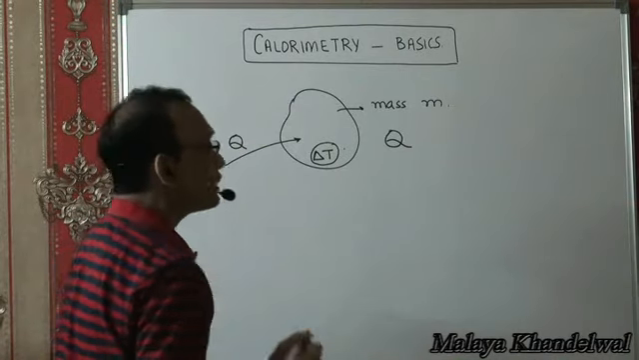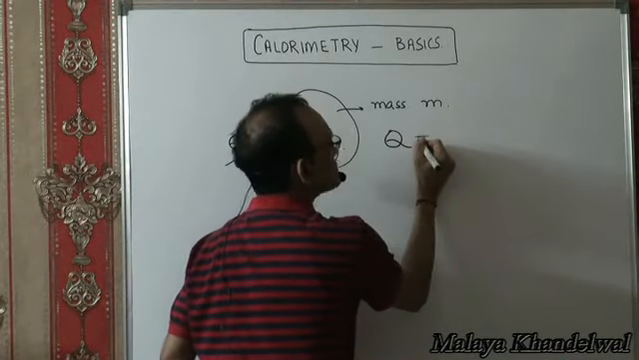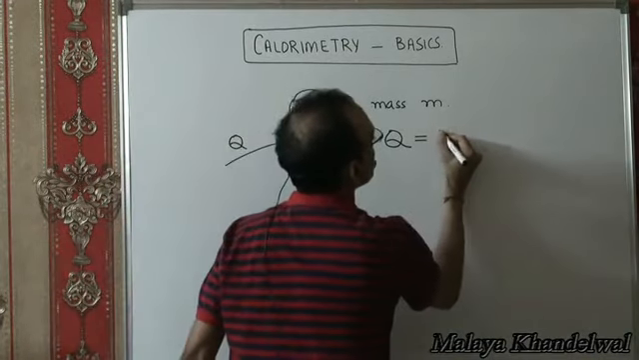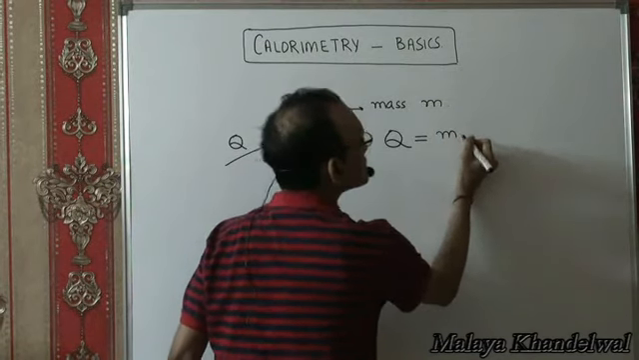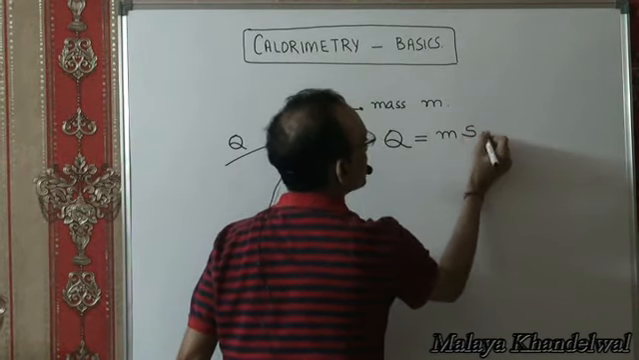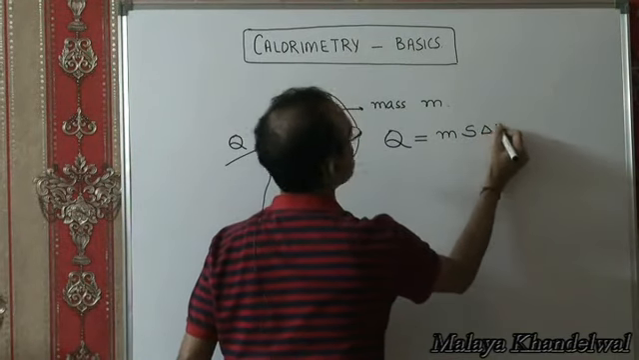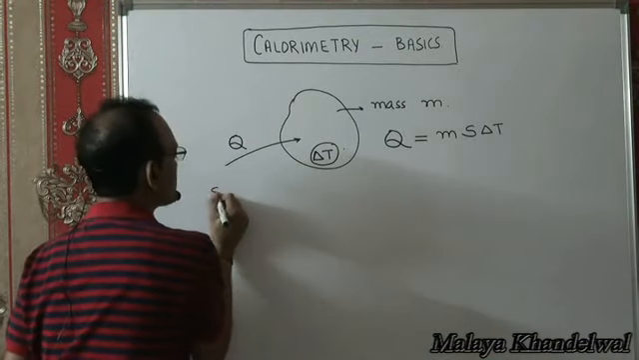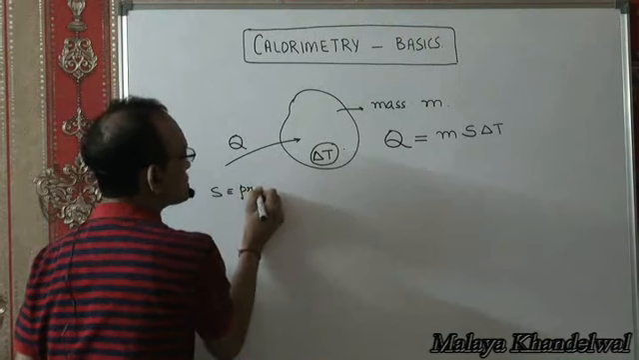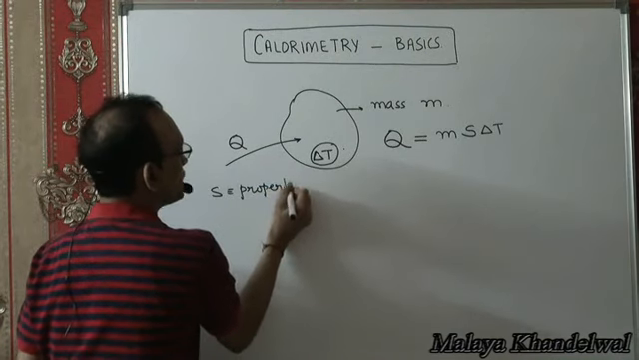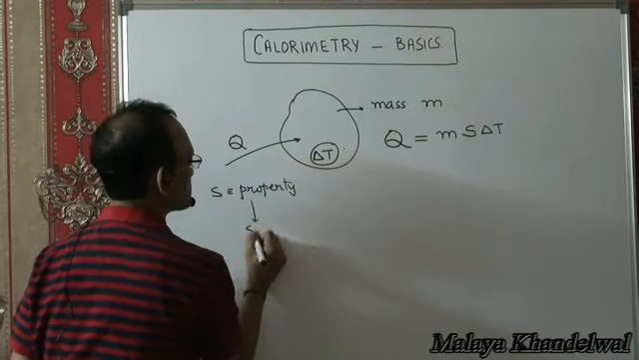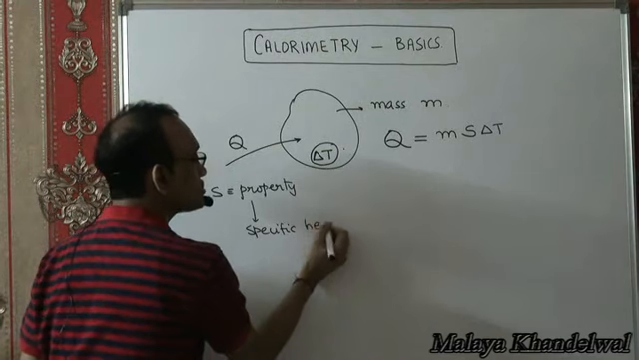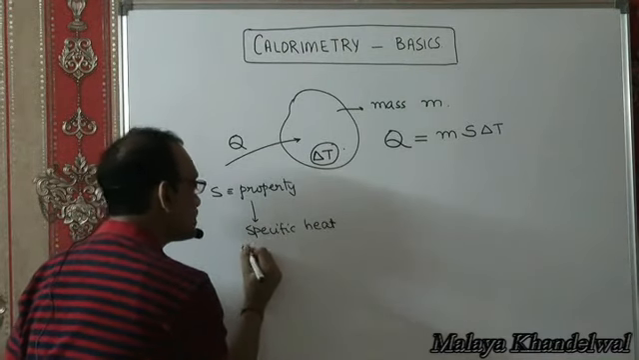So there is a certain amount of heat supplied which results in a change of temperature delta T. The heat that is given to this substance which results in change of temperature delta T is mass into a constant S into change in temperature delta T. This S is a property of the substance and is called the specific heat of the substance. It's a constant for the substance.